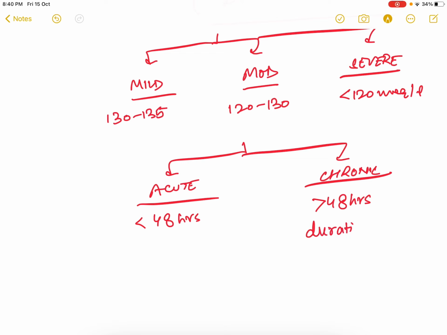Suppose a patient with altered sensorium presents to you in emergency, and you get his serum sodium levels done, which are 118 milliequivalents per liter. Now you do not know what his serum sodium levels were 48 hours prior to the presentation, so that patient will fall into the category of chronic hyponatremia. So either more than 48 hours or duration unknown.